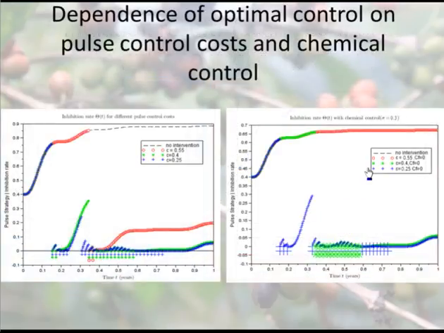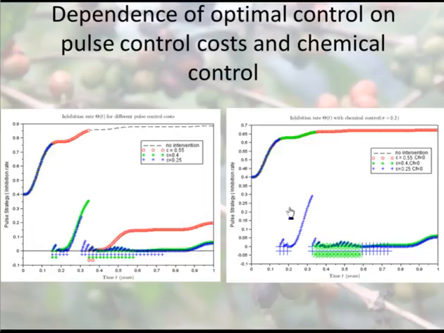And that makes sense. This case is looking at 3 cases for costs of pulse control. In this case, the final cost is 0 in all of these cases. And you can see that the larger the cost of intervention, of discrete intervention, the less intervention takes place. Again, for the red, the only intervention takes place at these 2 times. And as the cost goes down, more intervention is used.